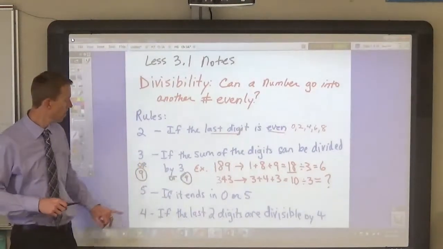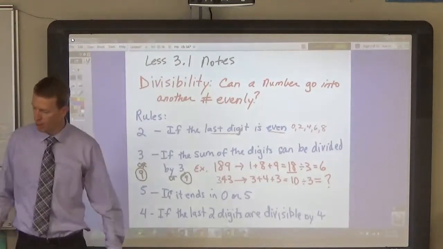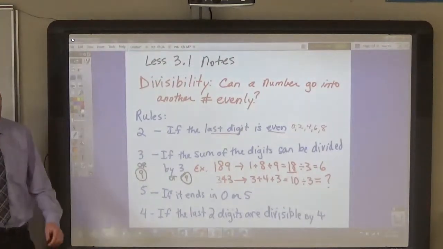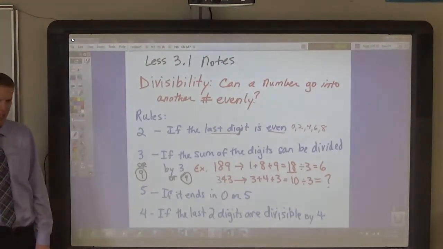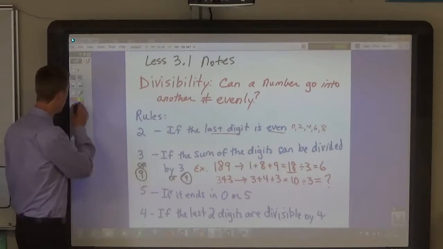Okay? How about 5? How do you know if a number is divisible by 5? If it ends in a 0 or a 5. Yep. If the number ends in a 0 or a 5. Yep. And 4. This one you might not be as familiar with, but this rule.